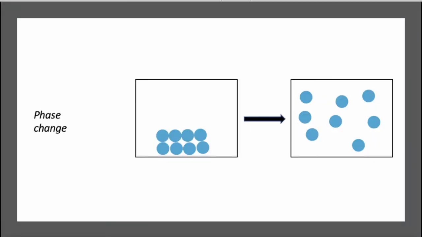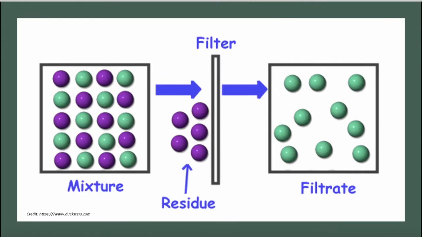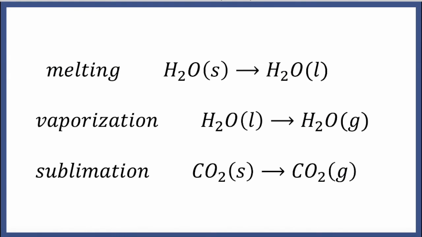In this example, we have a phase change. The figure on the left, which shows the before situation, shows a solid, and after the change, on the right-hand side, we can see that the solid has turned into a gas. So this would be an example of sublimation. In this example, we see that a mixture is being filtered, and that some of the residue particles are being collected on the filter. Physical changes can also be represented by chemical equations.